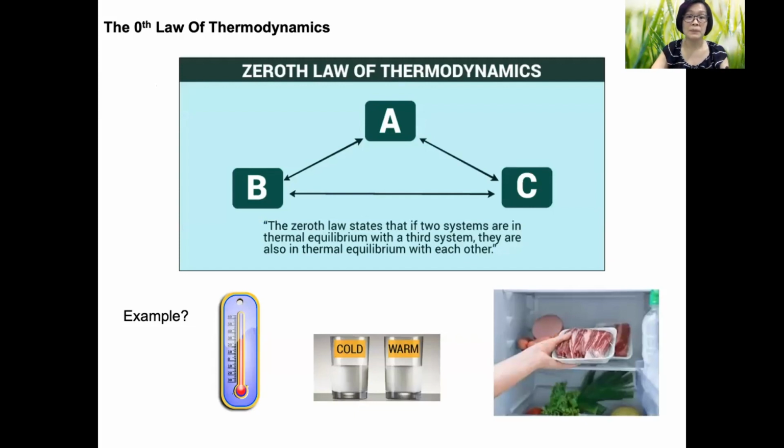The first one is the zeroth law, which states that if two systems are in thermal equilibrium with a third system, they are also in thermal equilibrium with each other. So for example, I bring two glasses of milk. One is cold, one is warm. When we put them in the room temperature, the cold one will come to equilibrium with the room temperature and turn to room temperature. The warm milk will do the same thing. We very commonly use this to, for example, defrost our frozen meat and so on.